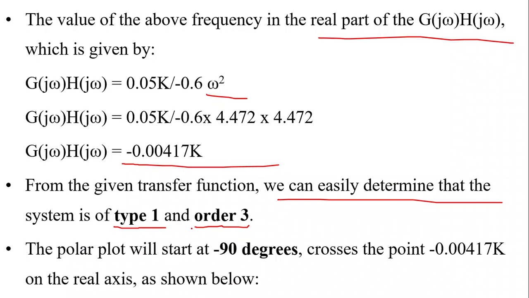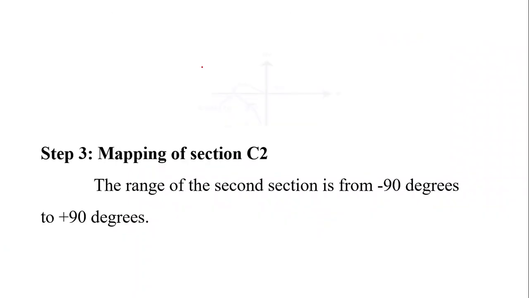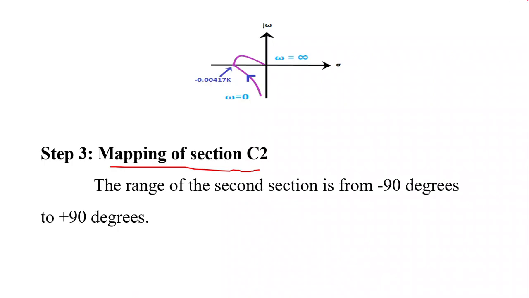After that, from this knowledge of type 1 and order 3, the polar plot will start at minus 90 degrees and cross the point minus 0.00417 K on the real axis. This is our polar plot representation. Type 1 system means this is our start of the system. It will start in type 1 and end in the order 3 system, and it crosses the real axis at minus 0.00417 K. After that, mapping of section C2, that is from minus 90 degrees to plus 90 degrees.